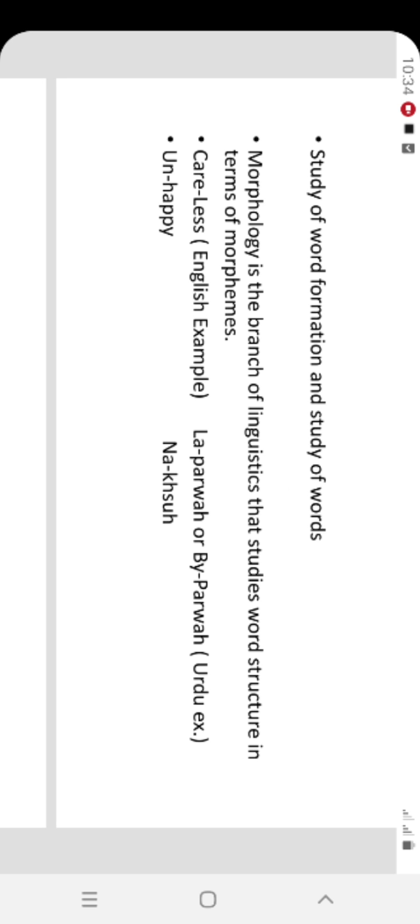So, care is a word that gives us a proper meaning, less is another word. So, both this kind of formation of words, it is called morphology. This is what we call the study of forms. Study of word formation and study of words, then it's a branch of linguistics that studies word structure in terms of morphemes. So, morpheme is more important in morphology, both are linked.